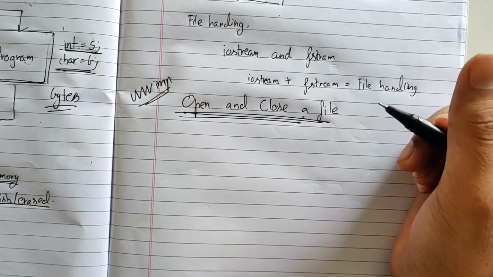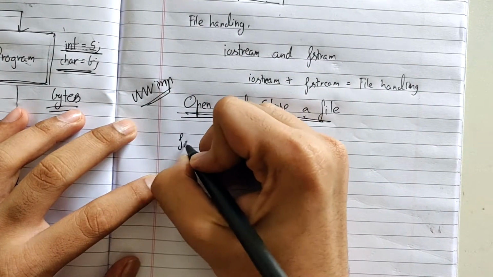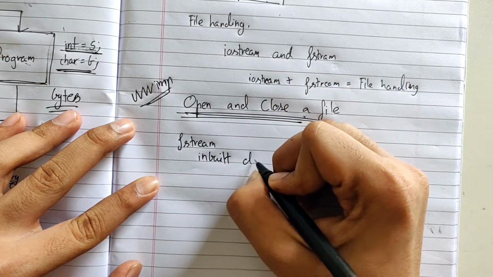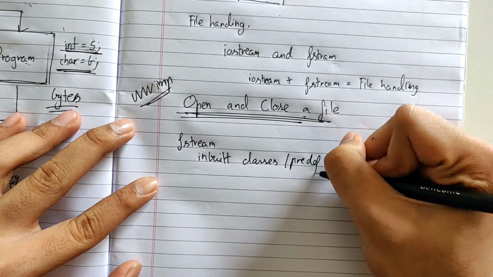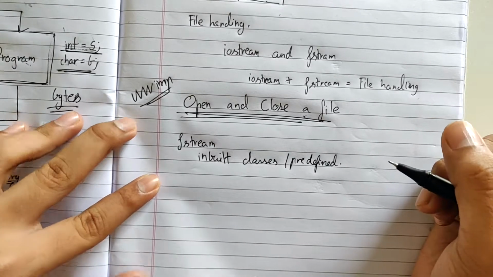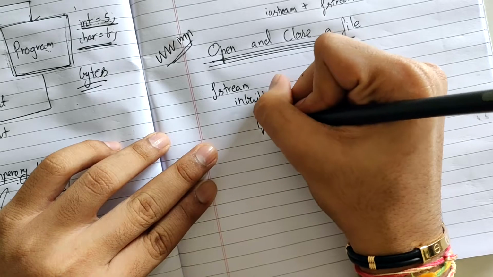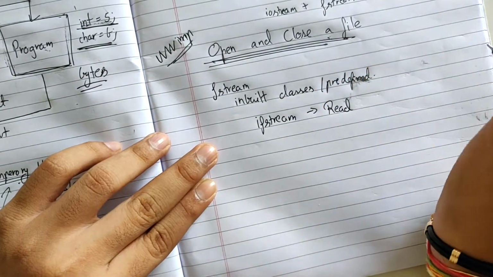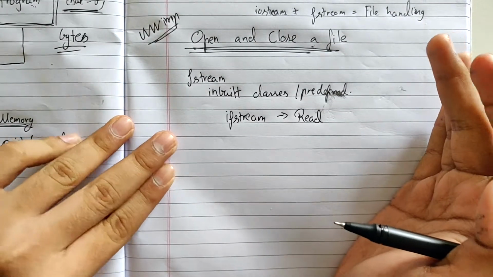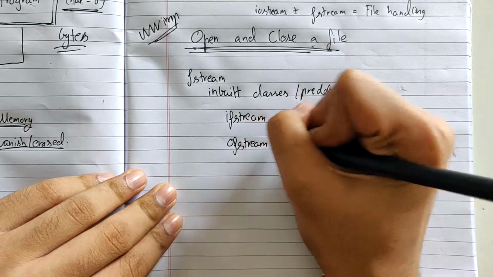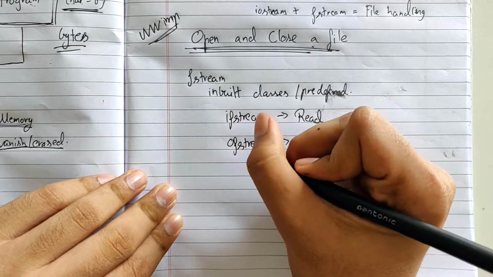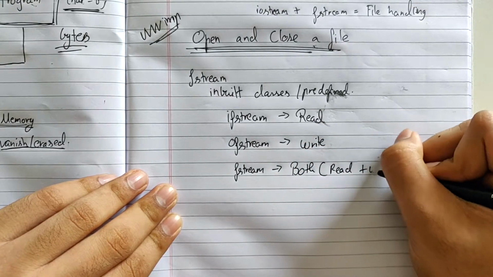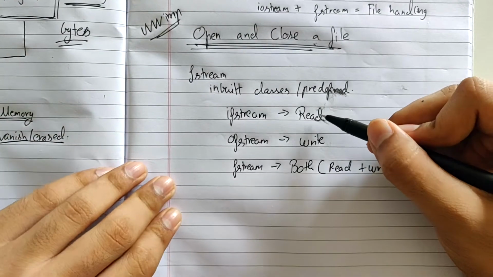Okay, so we learned about fstream. fstream has inbuilt, or predefined, classes in it. These classes are ifstream, which gives us the ability to read data, ofstream, which gives us the ability to write data, and fstream itself, which gives us the ability to do both, that is read plus write.